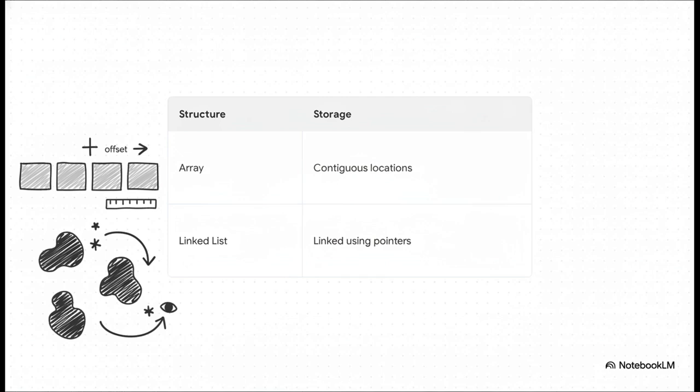But a linked list? It takes a totally different approach. Unlike arrays, linked list elements are not stored contiguously. Instead, these scattered pieces of data are brilliantly linked together using pointers. This means if you suddenly run out of contiguous space, no problem. A linked list can still flexibly string your data together.